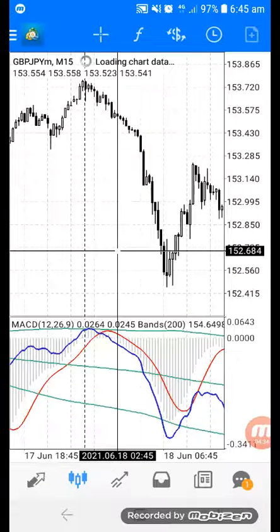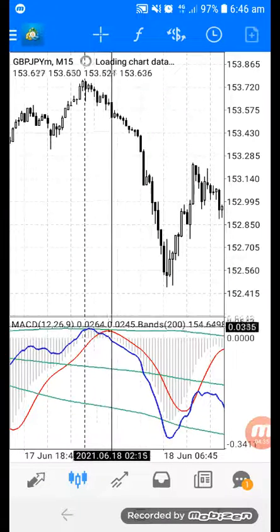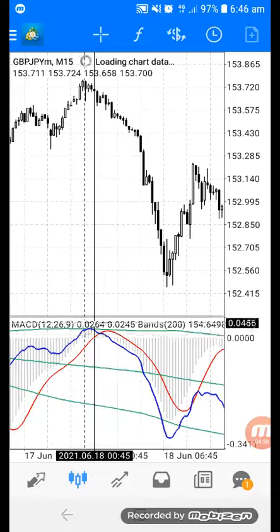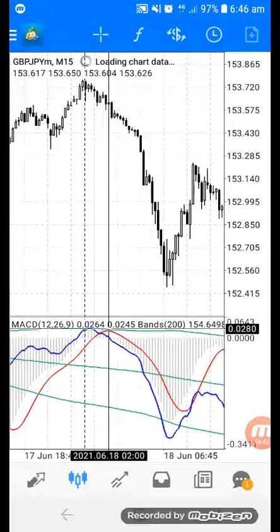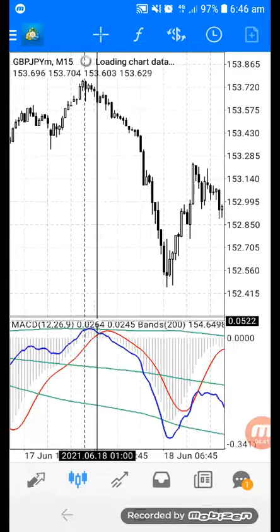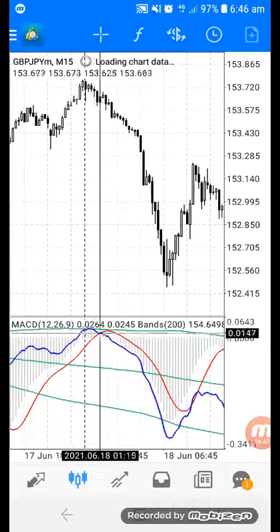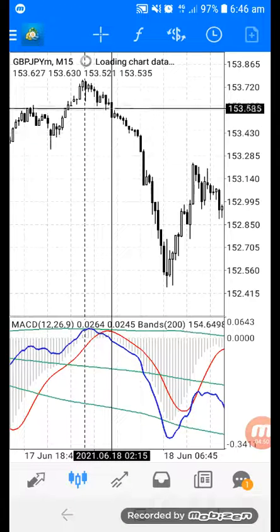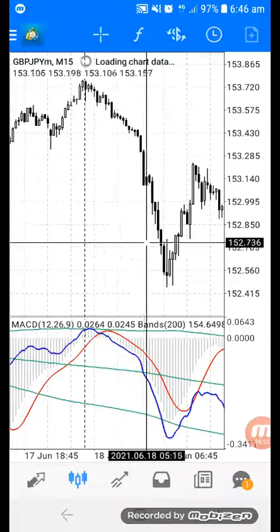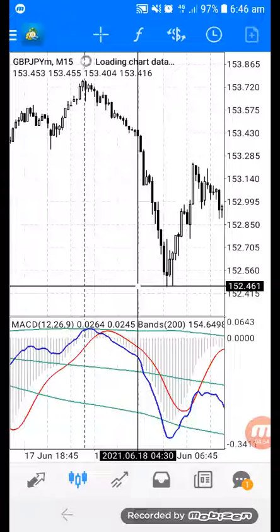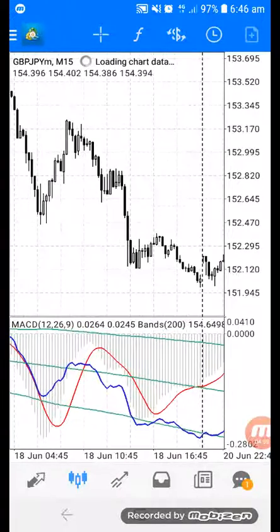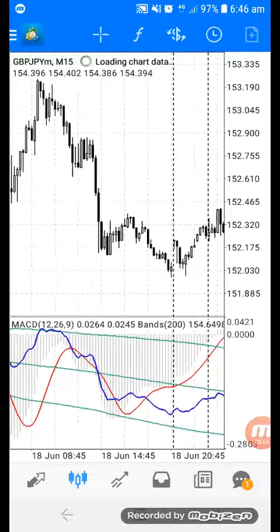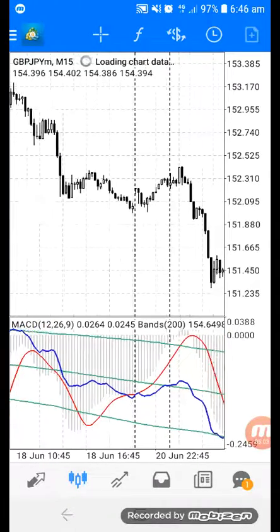So like in this case, now we have our sell entry. The MACD touched the upper Bollinger Band and also crossed here. So as you can see, our entry somewhere here, then all the way down the market goes. Let me look for another example.